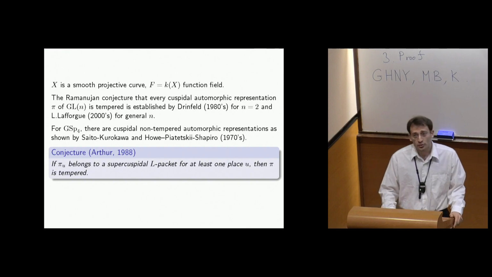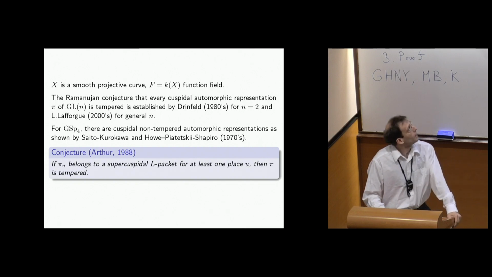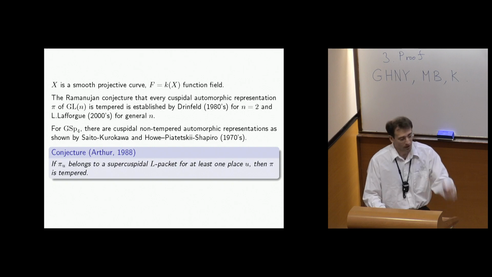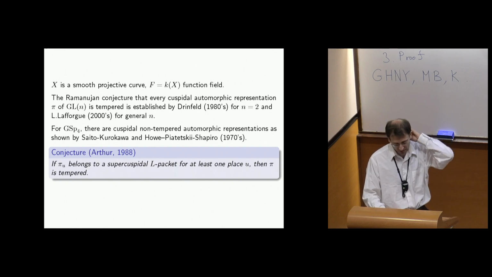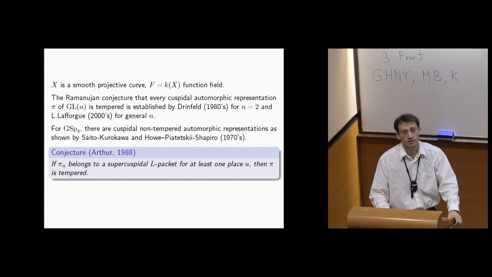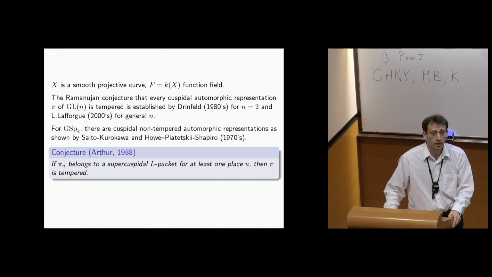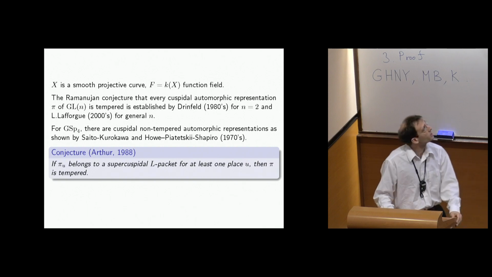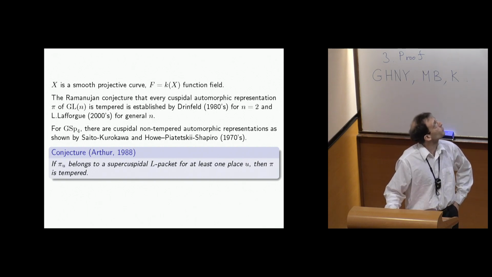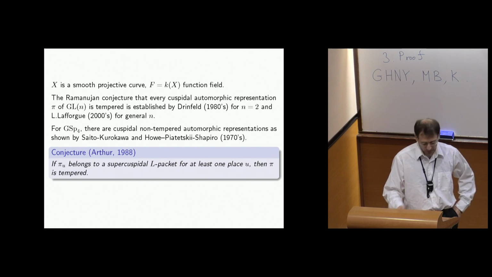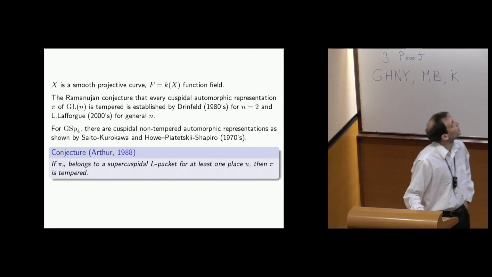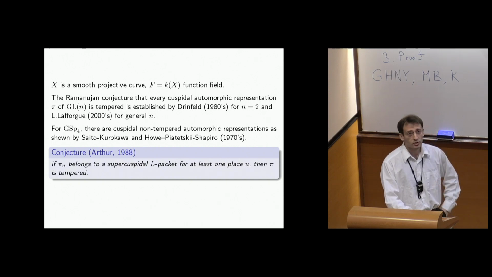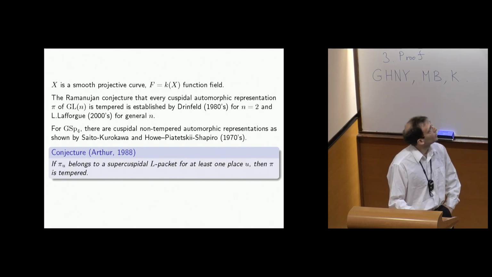This talk is about function fields, so X will be a curve, and F is a function field. For GLN, the Ramanujan conjecture is that every cuspidal automorphic representation is tempered, and it was proved by Laurent Lafforgue. Now for other groups, we know from the 70s that there are non-tempered automorphic representations which are still cuspidal. Already for GSp4, there are two different constructions, Saito-Kurokawa and Piatetski-Shapiro.